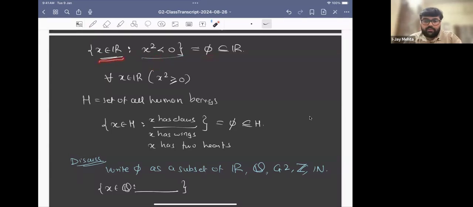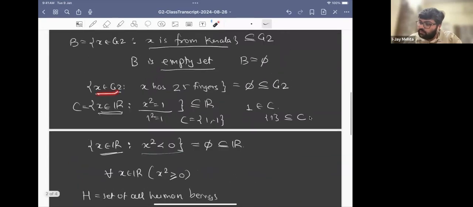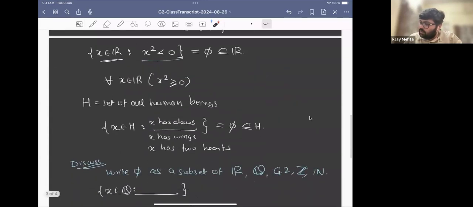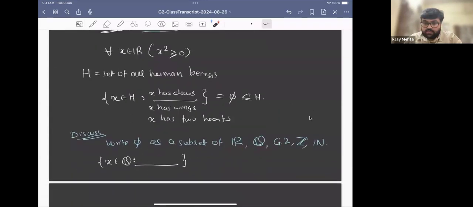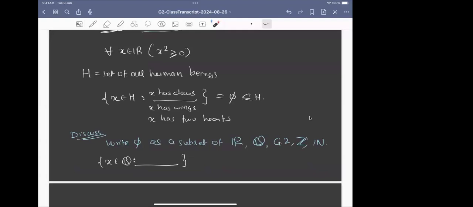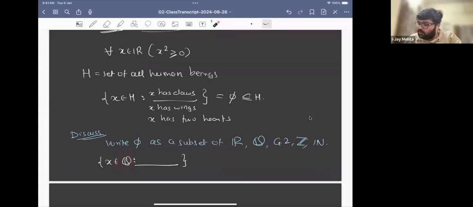I can describe the property as a subset of R, right? Here we have written the empty set as a subset of human beings. Here we have written the empty set as a subset of G2: all those participants of G2 having 25 fingers. It's an empty set, so it's a subset of G2. So write this as a subset of R, Q, rational numbers, Z, N. Is it clear now? Yes, sir. Thank you. Give a property of elements in the set which no element satisfies, and it's an empty set.